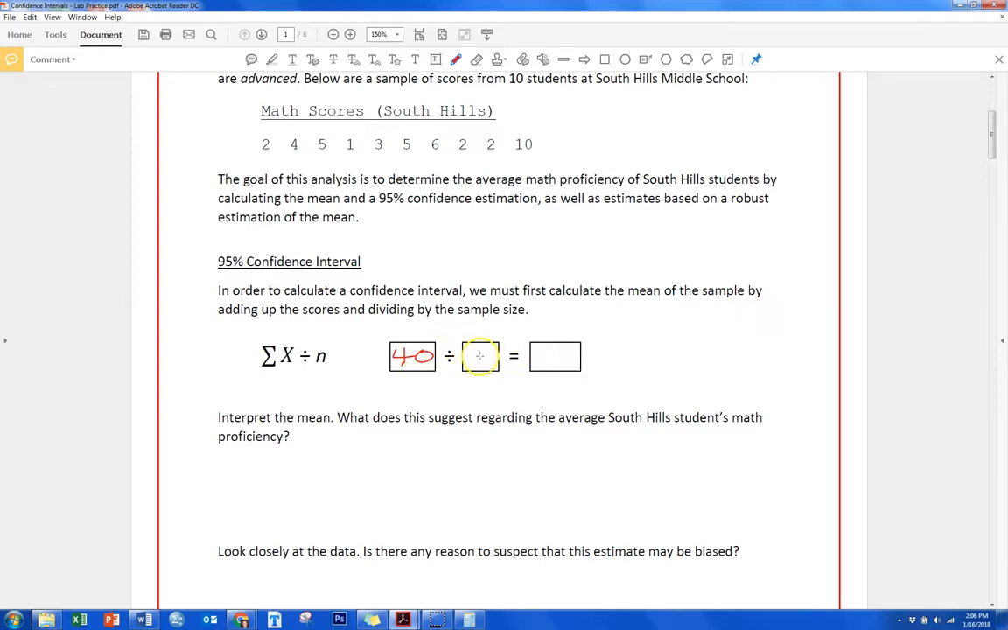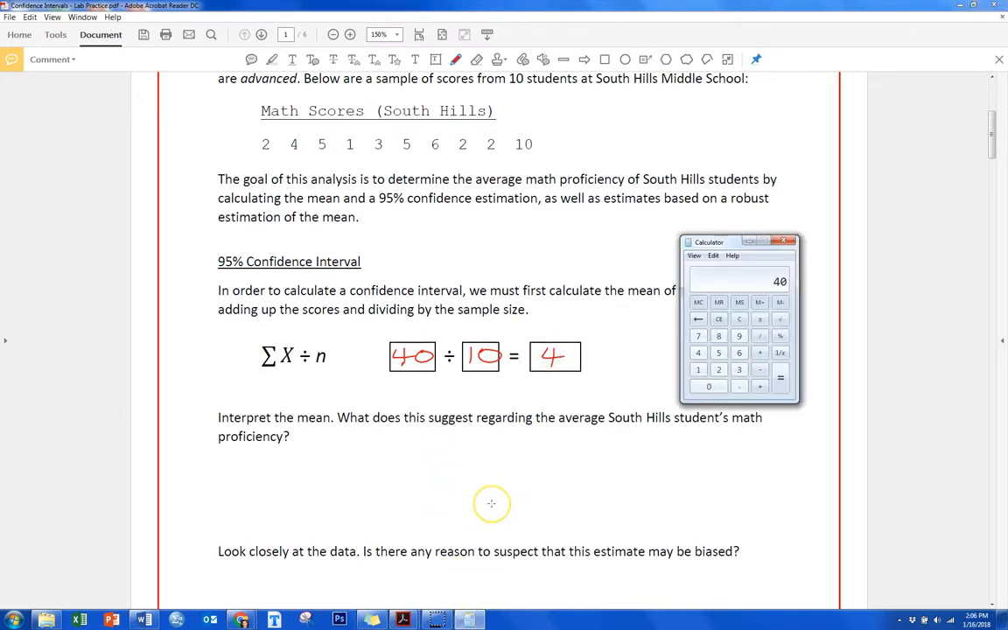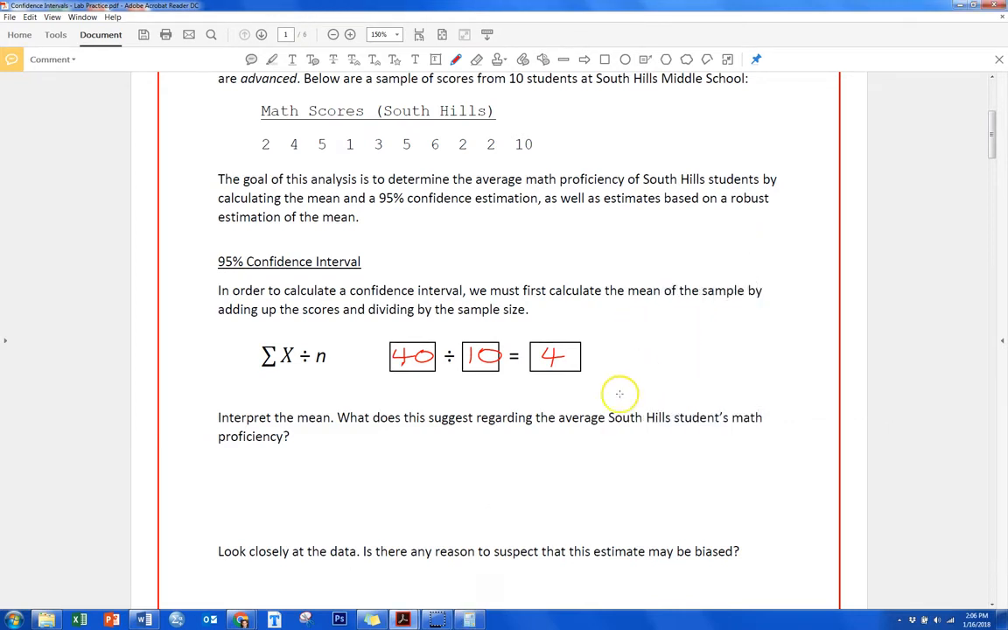And we're going to divide by what? We're going to divide by n. N is the sample size. In this case, we have a sample size of 10. So 40 divided by 10. In that case, that is going to be, of course, 4. All right, so 40 divided by 10 is 4. If you don't believe me, 40 divided by 10, of course, 4. Okay, so the mean of our sample is 4.